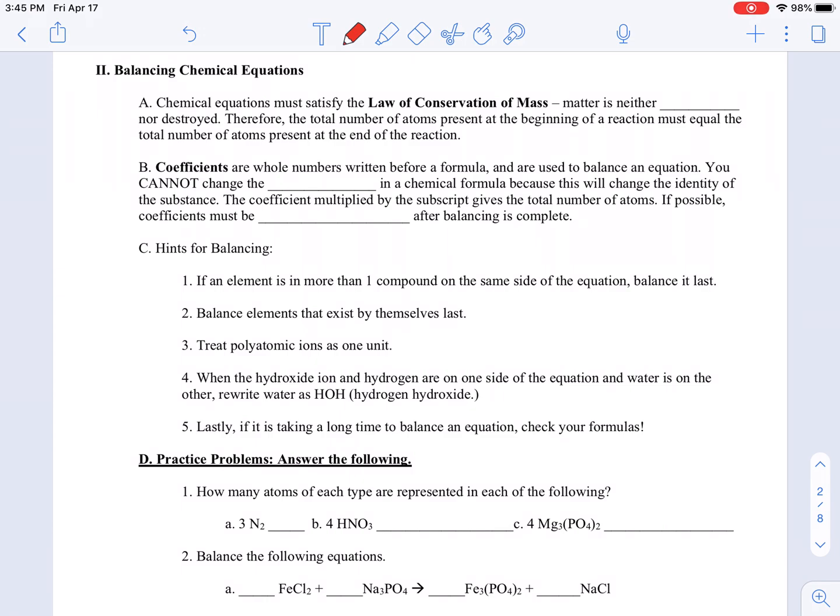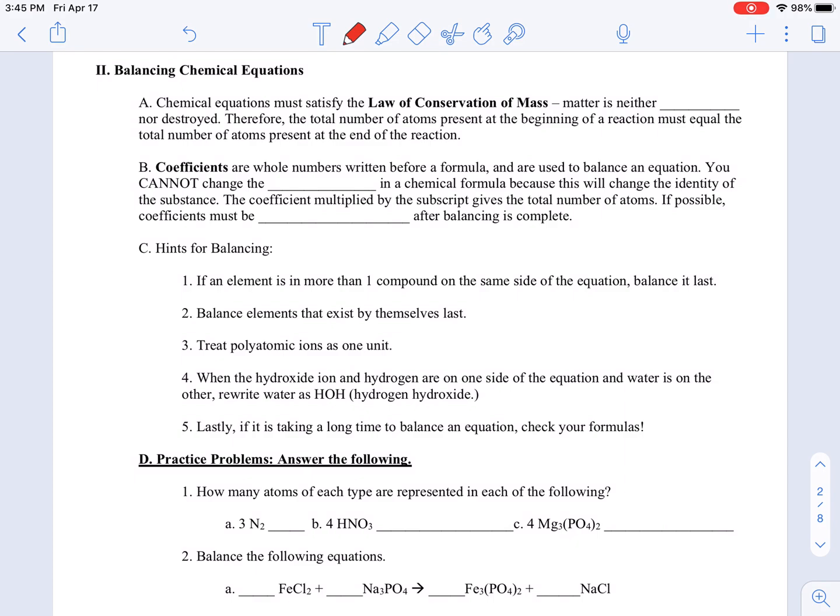And the way we do that and show that in a chemical equation is with these things called coefficients. So coefficients are whole numbers that we write in front of different compounds. And we do that because we cannot change the subscripts that we've written in chemical equations. And furthermore, if we write out these coefficients, we want to make sure that we simplify them once the balancing is complete, if it's possible to simplify.